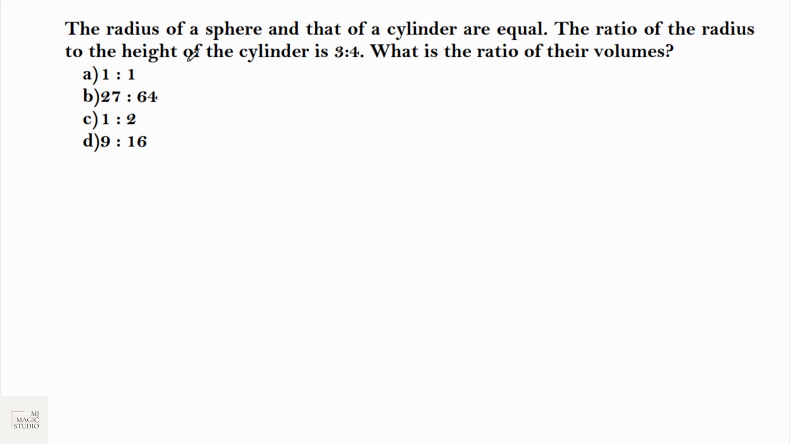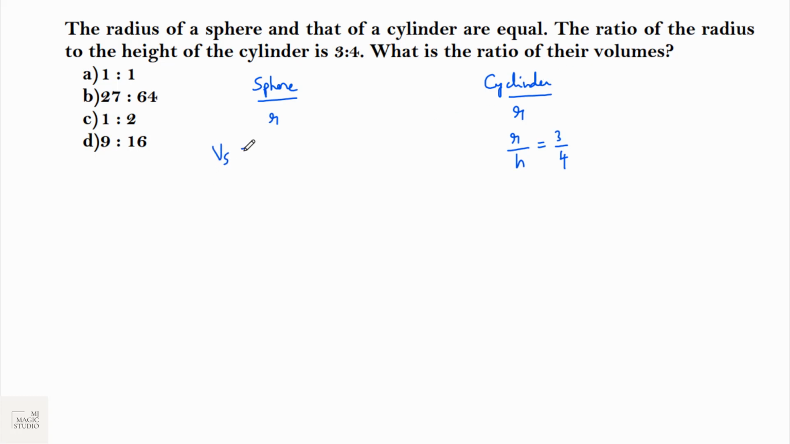Let's check this. The radius of a sphere and that of a cylinder are equal. We have a sphere and we have a cylinder. Radius is r, radius is r. The ratio of the radius to the height of the cylinder is 3:4. R by h for cylinder is 3 by 4. What is the ratio of the volumes?